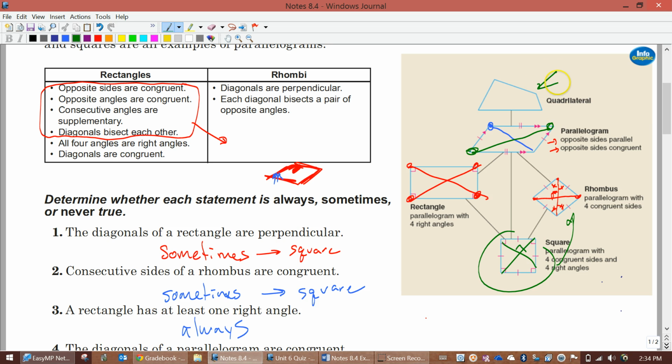Everything that's true about a quadrilateral is also true for everything down below. Everything that's true on a rectangle is true for everything down below. So a square. Okay? Not everything true about a square is true about the stuff up above. Some of it is, not all.